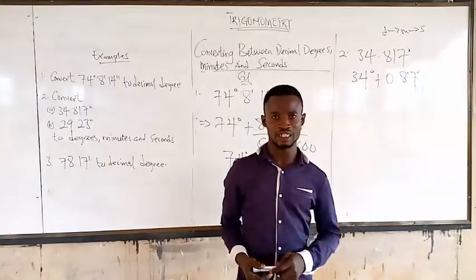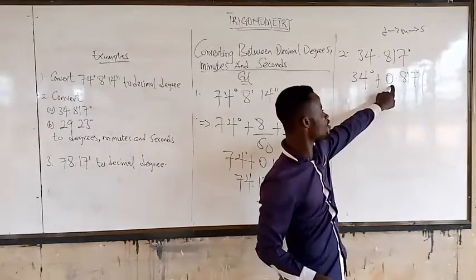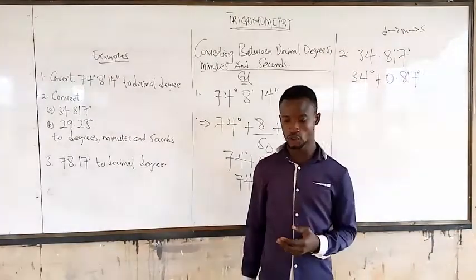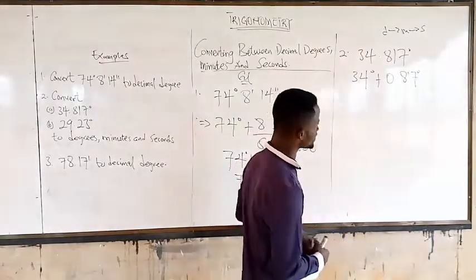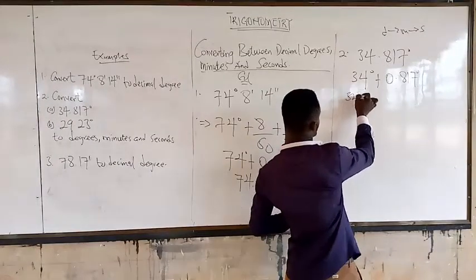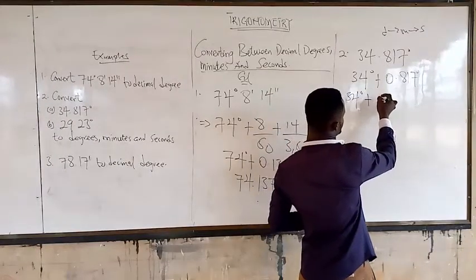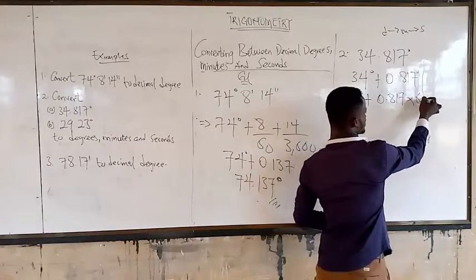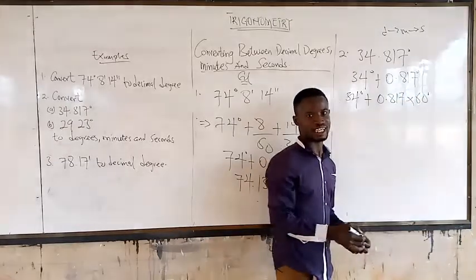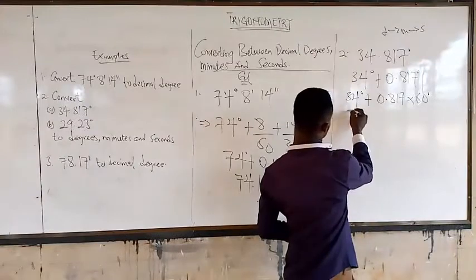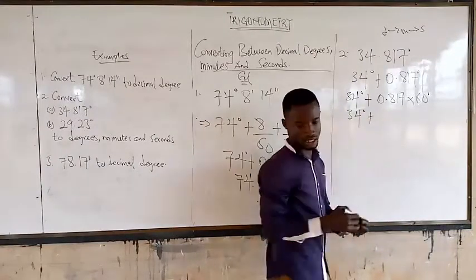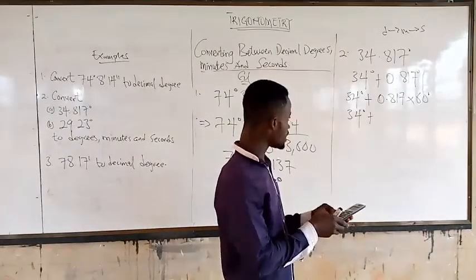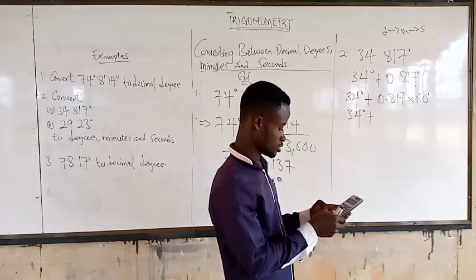So when you reference the note I gave you, if you have degrees and you want to move to minutes, what will you do? You multiply it by what? 60. So we get 34 degrees plus 0.817 times 60 minutes. Times 60 minutes, and this is going to give you 34 degrees plus, take your calculator, let's work it together. We have 0.817 times 60.